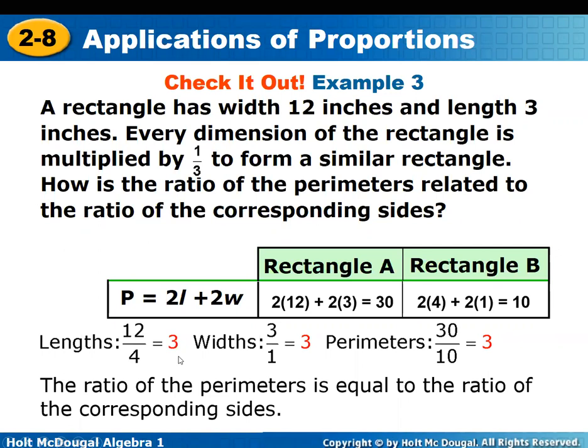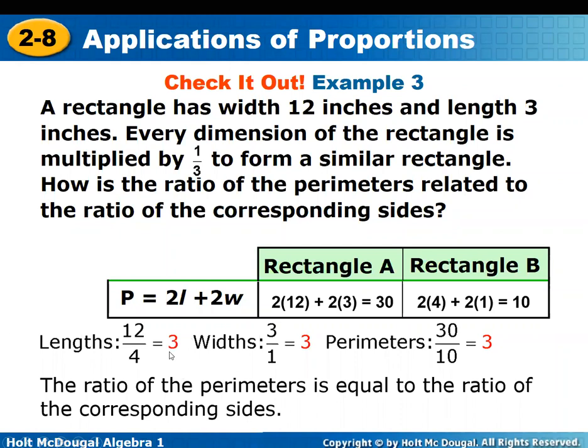12/4 equals 3. Then I'm going to find the width. It was 3/1. The perimeter was 30/10: 30 for rectangle A, 10 for rectangle B. So we have 30/10 equals 3. What do you note, grade 9? Grade 9, can you hear me? Yes, miss. Okay, what do you note in front of you now?